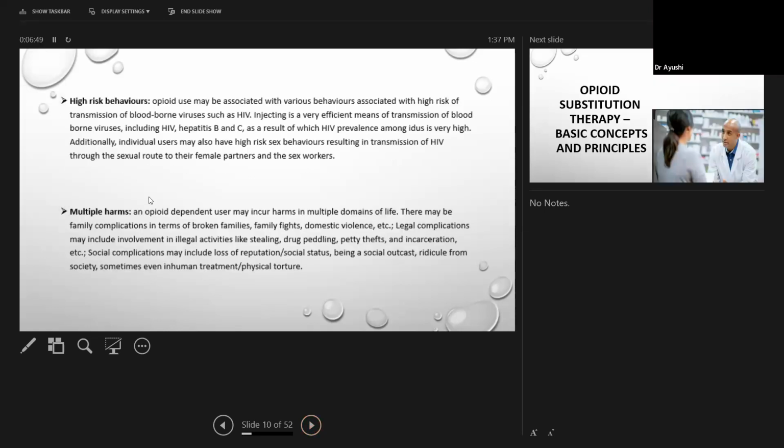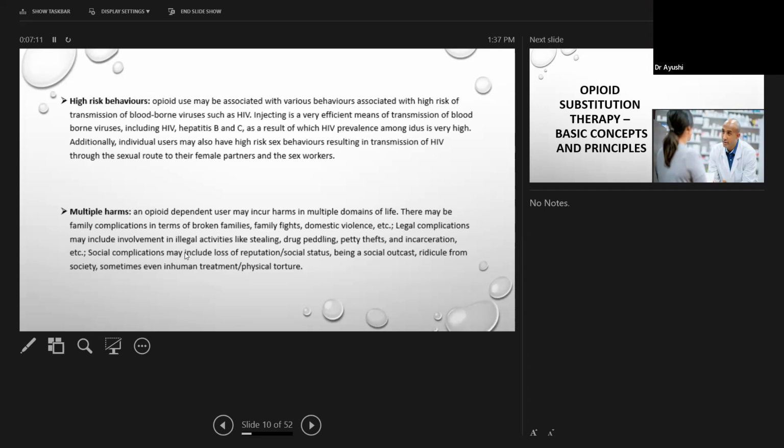Then there are high-risk behaviors. People who use opioids by injection have higher chances of bloodborne infections like HIV, hepatitis B, and hepatitis C, as a result of which HIV prevalence among these individuals is very high. Then there are multiple harms, as an opioid-dependent user may incur harms in multiple domains.